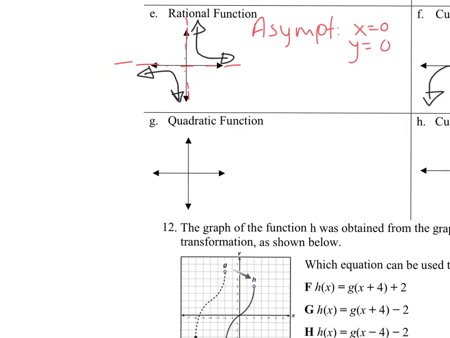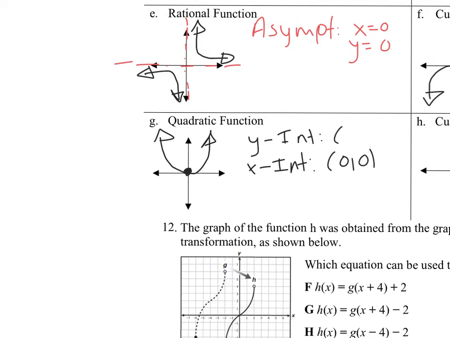Now, the quadratic function has the shape of a U. Since it has the shape of a U and passes through the origin, it does have a y and x-intercept. What are they? Very good. That's exactly what they are. And you'll notice that is the case for a lot of the parent functions, right? A lot of them start at the origin. So keep that in mind as well.